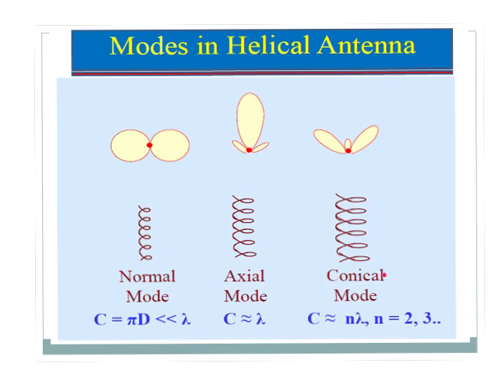And coming to the conical mode, in which C is almost equal to N lambda, where N may be 2, 3, 4, etc. In this case, as you can see, the direction is more towards the left and right side, and the side lobe is in the middle. It is more directed towards the left and right, and there is a small side lobe in the middle.